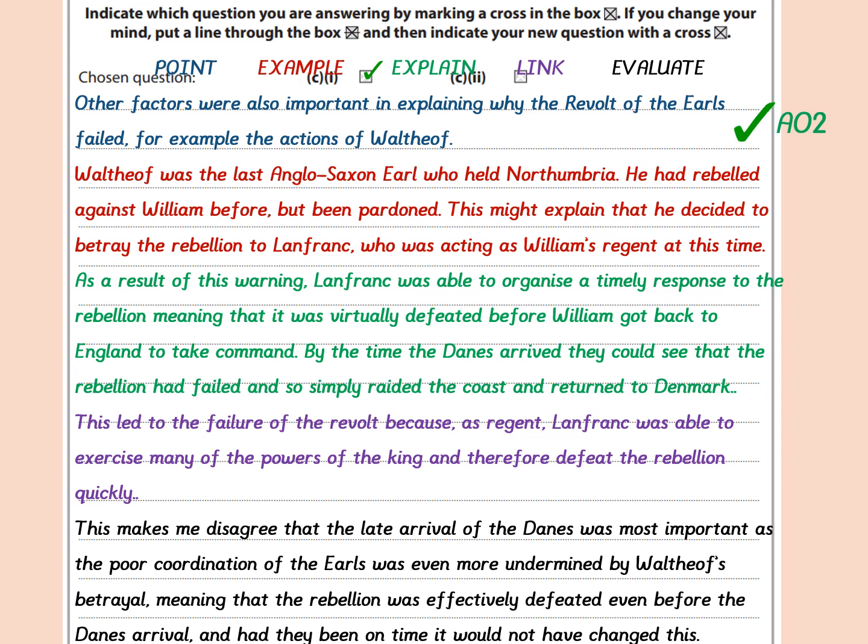So I get some AO2 for explaining the other side of the story. I get AO1 and AO2 marks for knowledge and explanation for the next sections, where I'm including both some knowledge from the stimulus points and my own knowledge. And I've related that back to why the revolt failed. But most importantly, I've said whether I agree or disagree. So how far do I agree? Looks like I'm disagreeing so far.